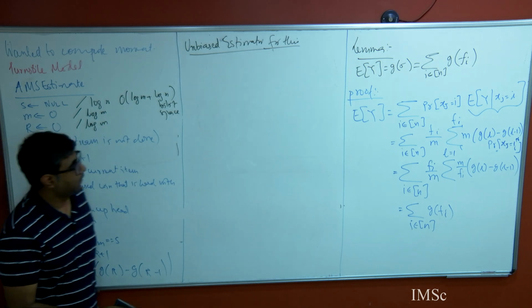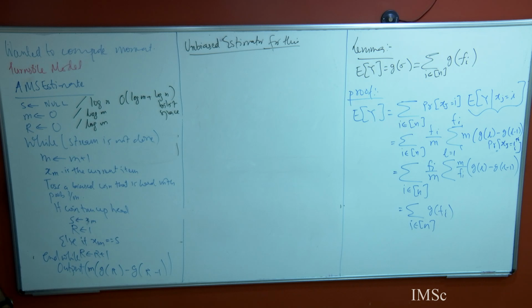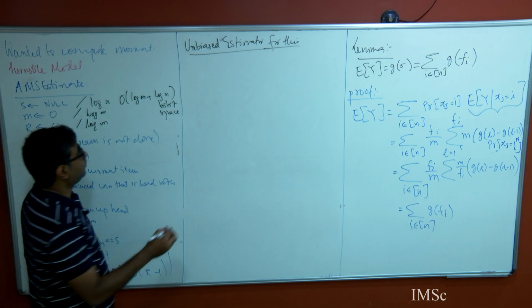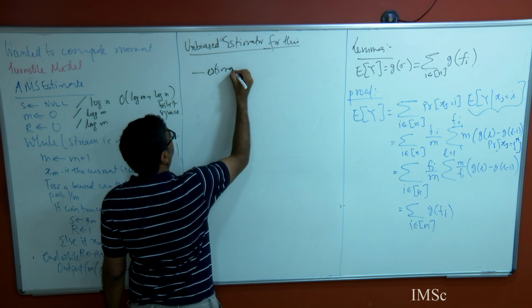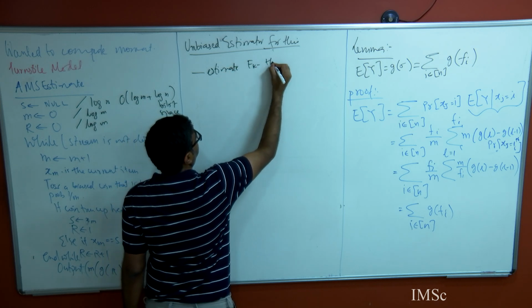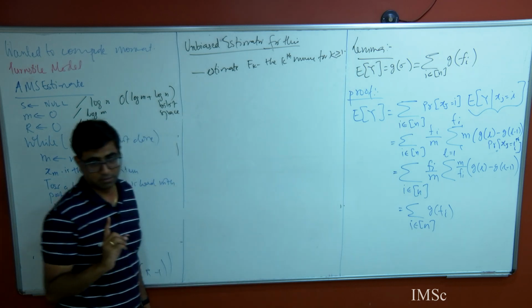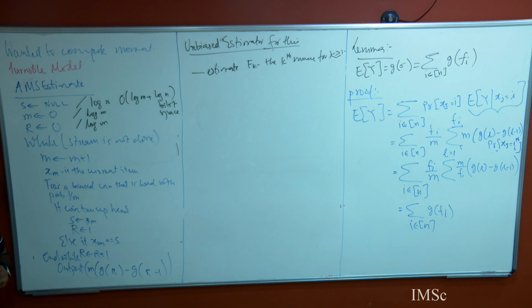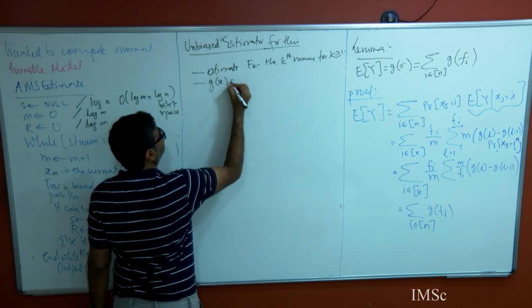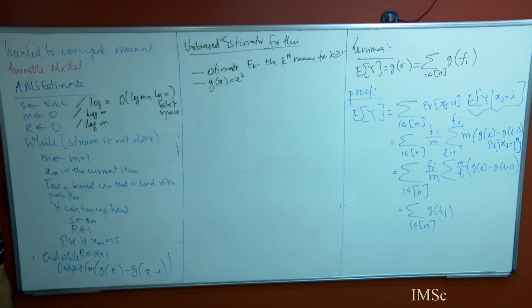Expectation is great, but until you tell me the function properly, I cannot compute its variance. So we will fix the kth moment and do it for that. I want to estimate f_k, the kth moment, for k greater than or equal to 1. It is important that we use k greater than or equal to 1, not even 0 or something. So basically I am going to do this for the function x to the power k.